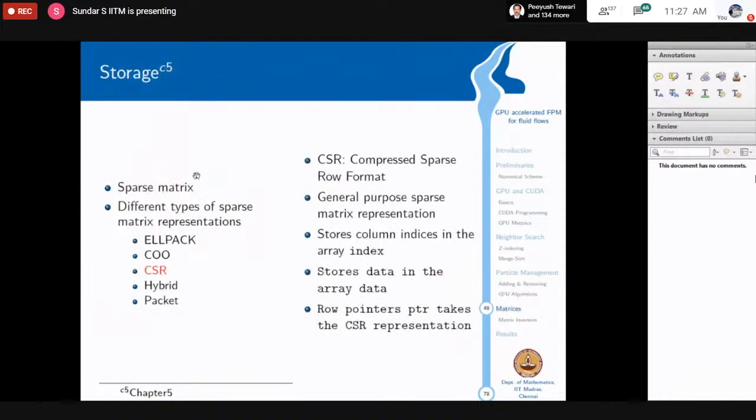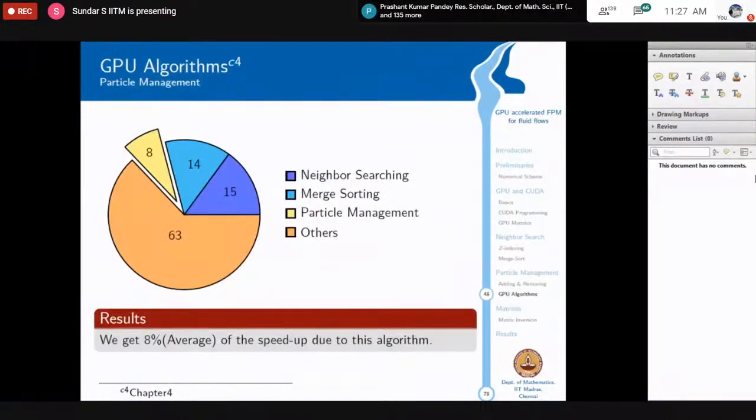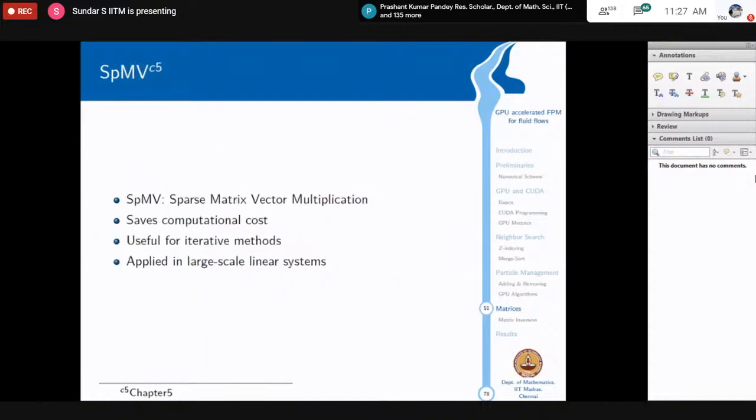In CSR storage and solving the linear system, I am using sparse matrix vector multiplication.